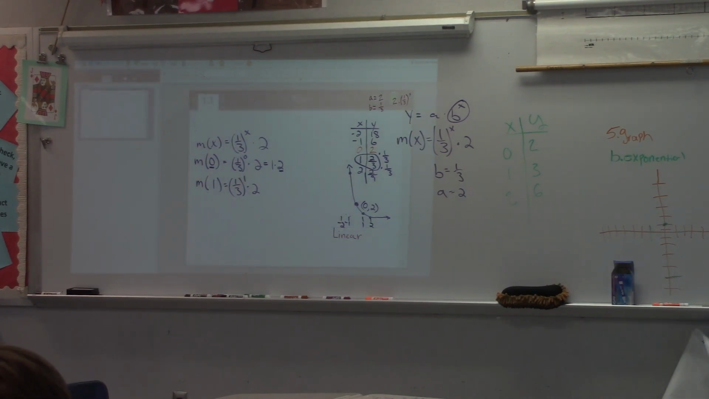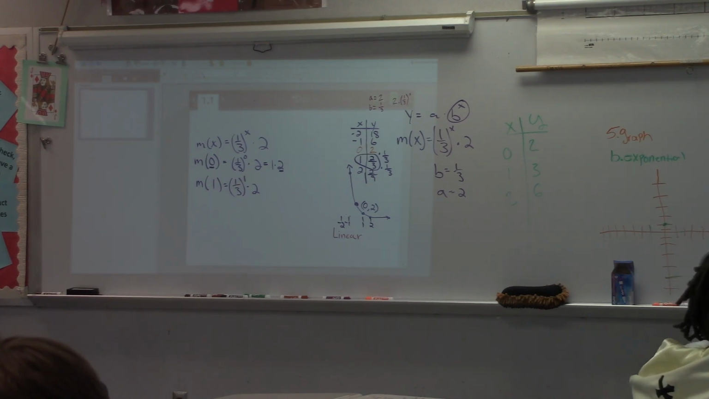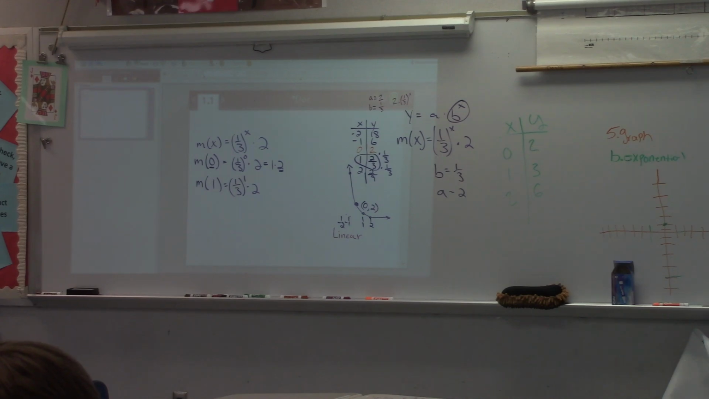Hey, really quickly, I just realized I haven't shown all this, but this is one reason why I love these calculators and why they can be really helpful. You can quite literally type in 1/3 raised to the first and then times 2. See all that? I just typed it all together, and then I hit enter.